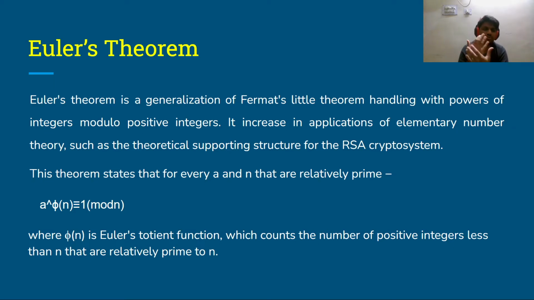Next, we are going to see about Euler's theorem. Euler's theorem is a generalization of Fermat's little theorem dealing with the power of integers modulo positive integers. It has application in elementary number theory, such as the theoretical supporting structure for the RSA cryptosystem. This theorem states that for every a and n that are relatively prime, a power phi of n is congruent to 1 mod n, where phi of n is Euler's totient function, which counts the number of positive integers less than n that are relatively prime to n.